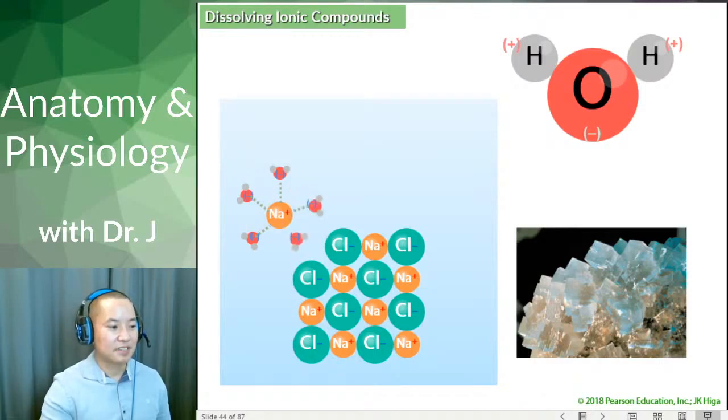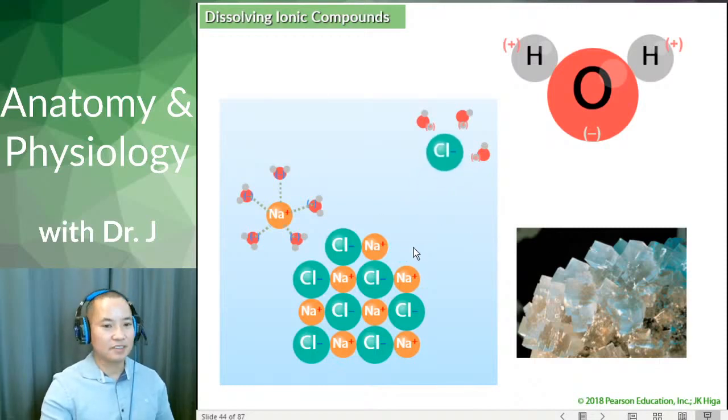And what happens if you repeat this over and over? Well, again, remember that with the water molecule, you have the slight negative charge on the oxygen atom, but you also have the slight positive charges on the hydrogen atoms. So those slight positive charges can also attract the chloride ion. So here we have positive attracting negative.